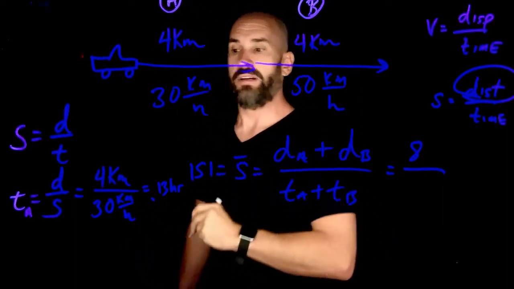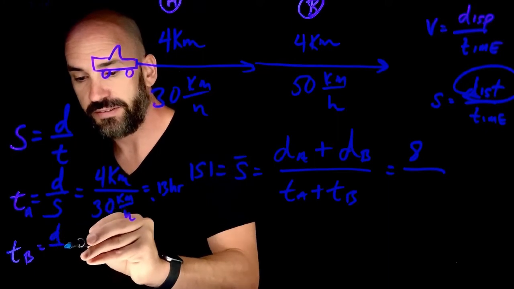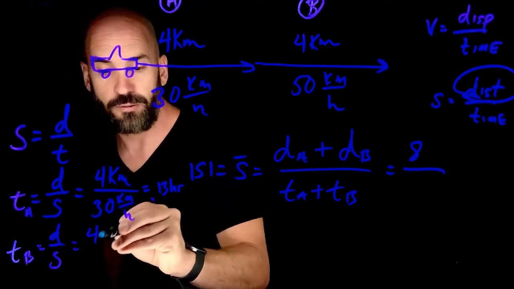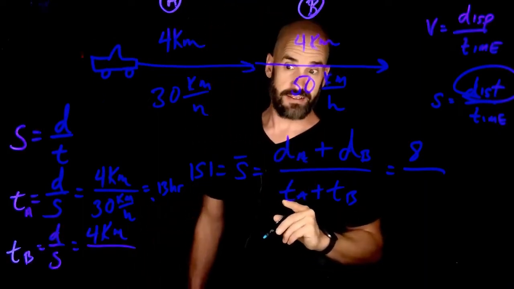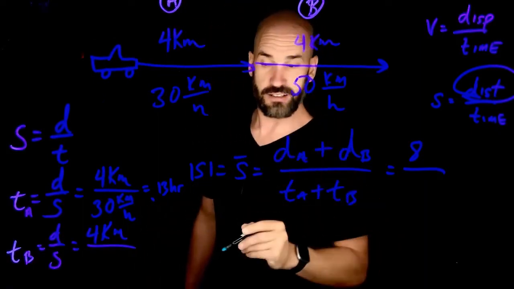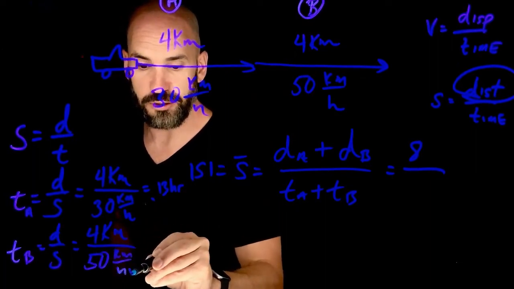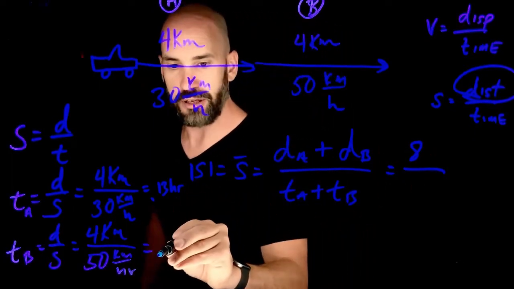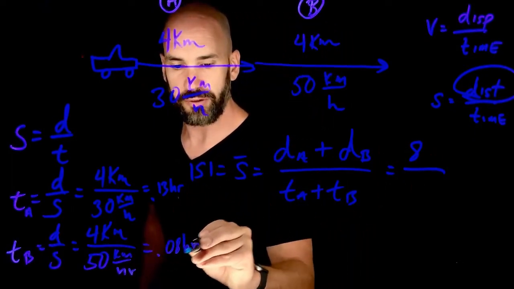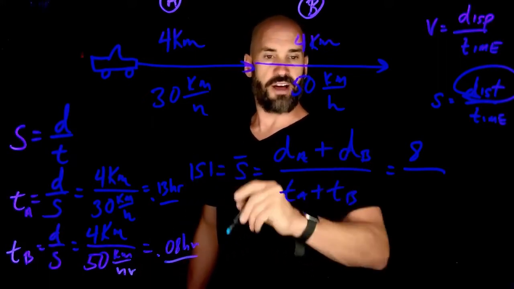Now if I want to find my TB, I do the same thing. Distance divided by speed. Still, I want 4 kilometers in that amount of time. But in this case, I want 50 kilometers per hour. So it should have taken me a little less time to do that 4 kilometers. Let's see if it's right. You guys go ahead and race me. I'm getting 0.08 hours.